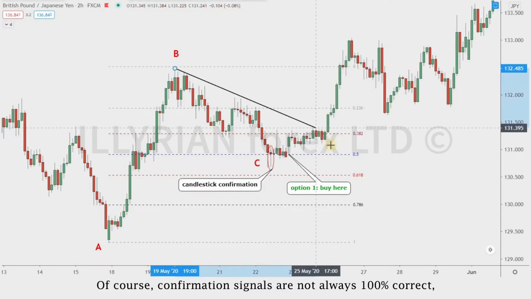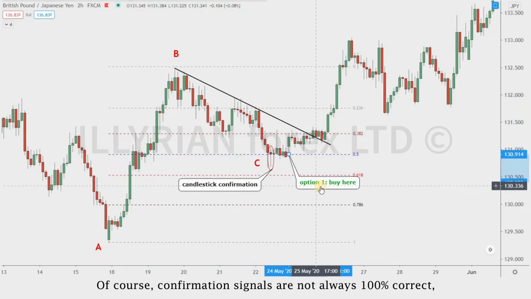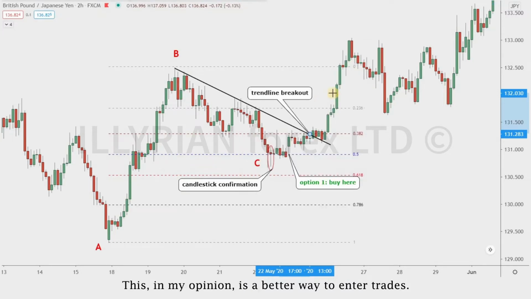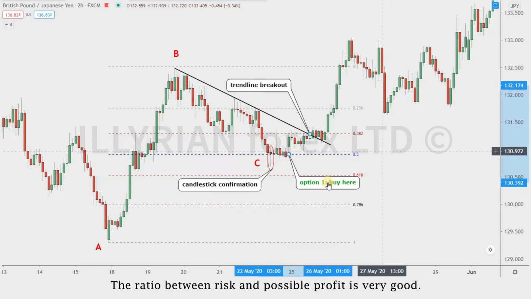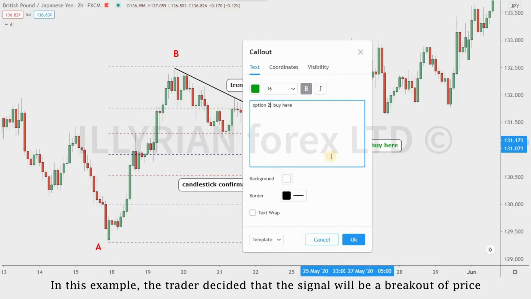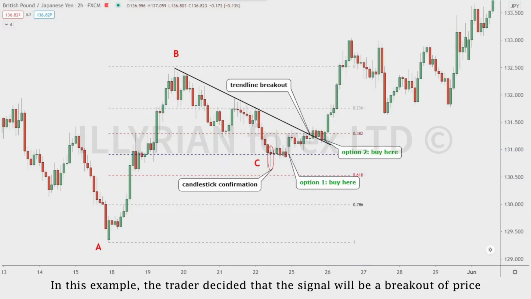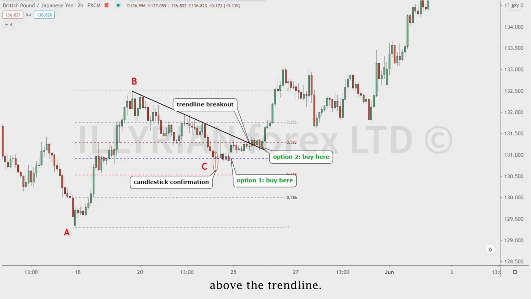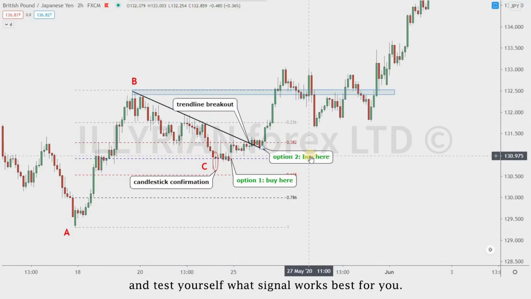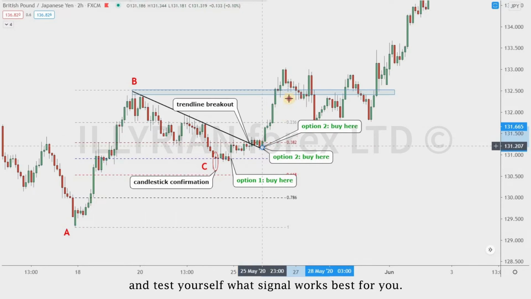Of course, confirmation signals are not always 100% correct, but in that case you have lower chance of failure. This, in my opinion, is a better way to enter trades. The ratio between risk and possible profit is very good. In this example, the trader decided that the signal will be a breakout of price above the trend line. As I have mentioned, you have to decide and test yourself what signal works best for you.